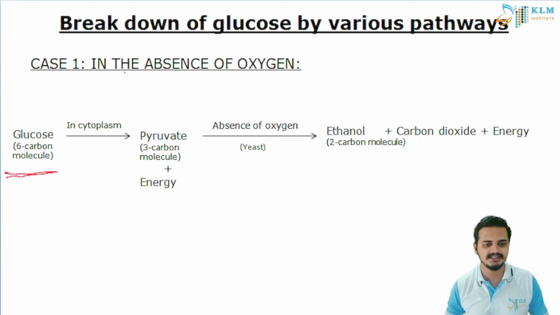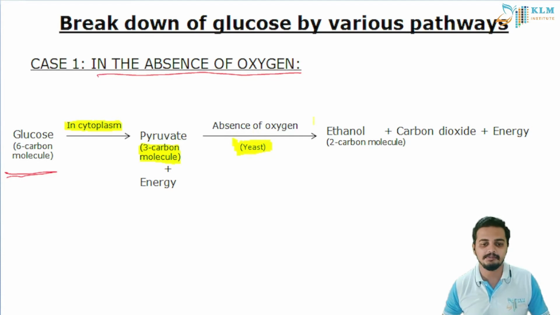In the first case, it is in the absence of oxygen. It is not present in humans, students. It is only seen in yeast. I am highlighting here. See, glucose inside the cytoplasm of yeast is converted to pyruvate, a 3 carbon molecule, plus energy. Here also some energy is released.